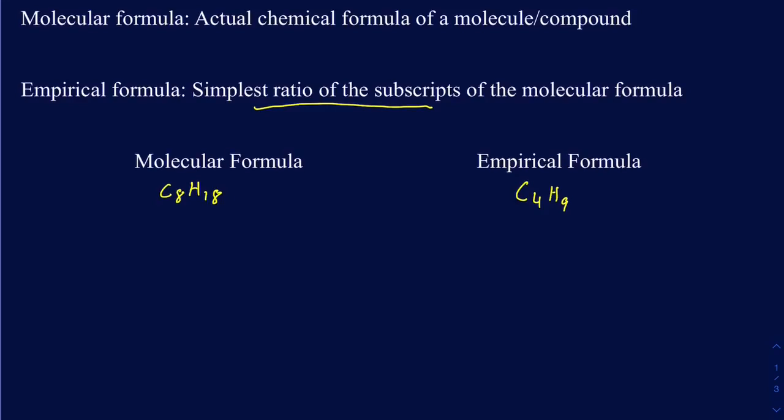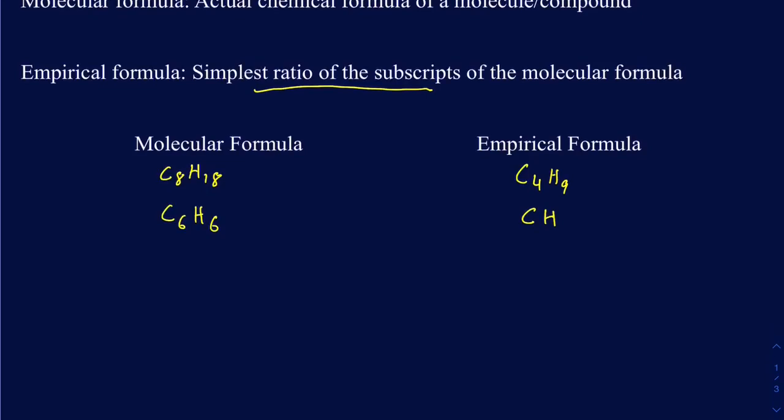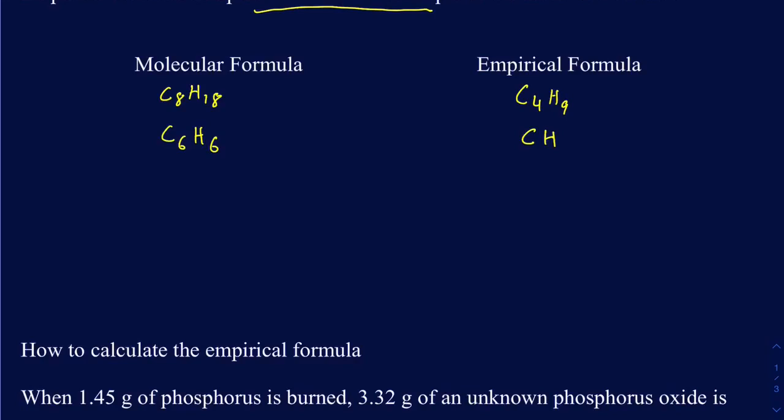Well, let me take another example. What if I have C6H6, and that's called benzene? The simplest formula or the empirical formula for this is going to be CH, because I can divide both of those subscripts by 6. Well, let's take a couple of other examples. What if I have a sugar, which is C6H12O6? So when I divide, the highest number that I can divide all those subscripts by is going to be 6. And when I do so, the simplest formula becomes CH2O. So that's going to be the empirical formula.